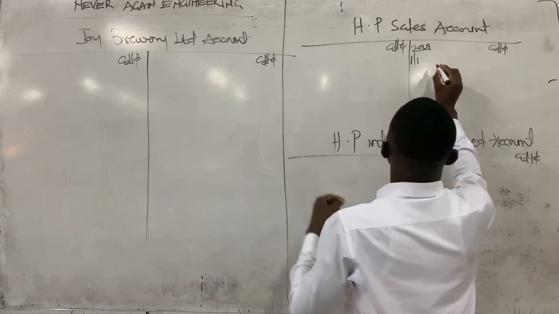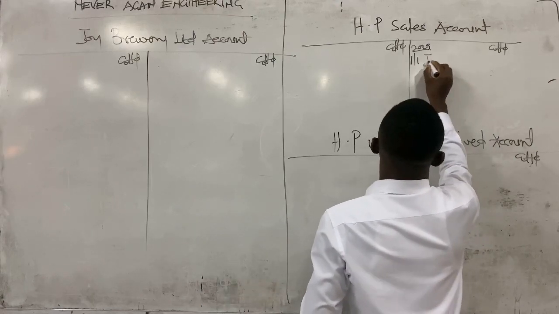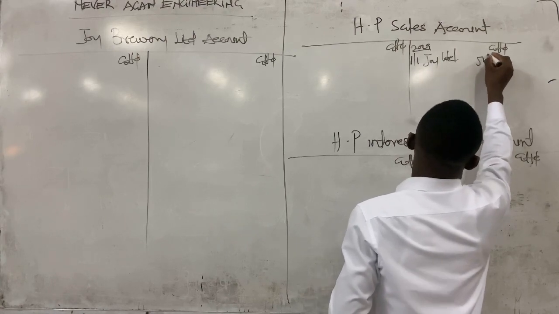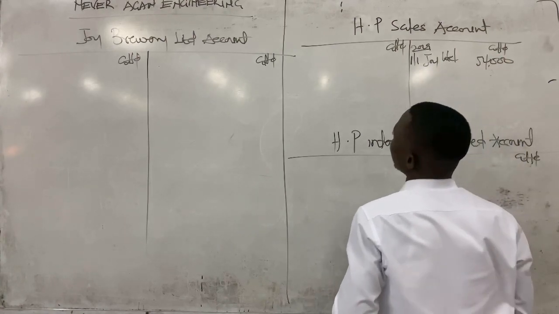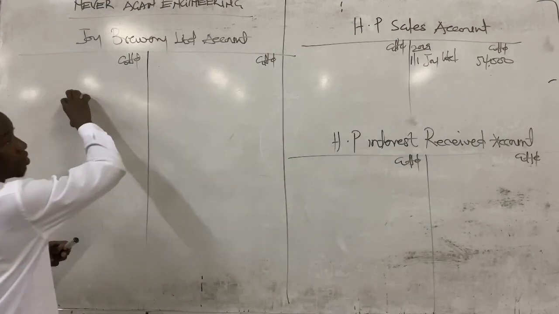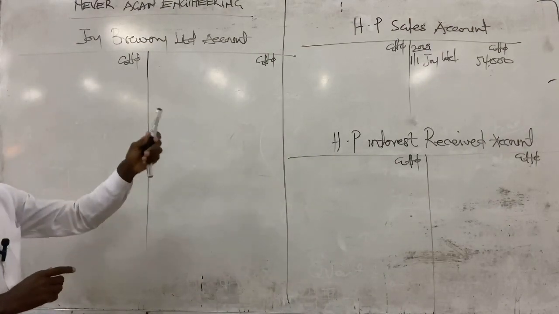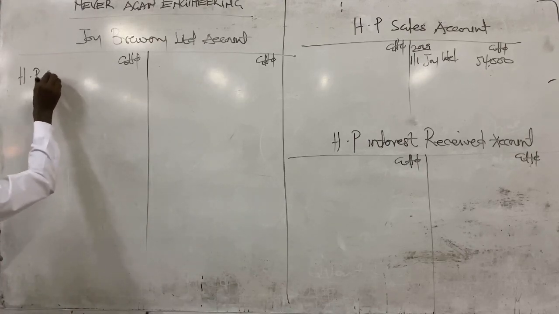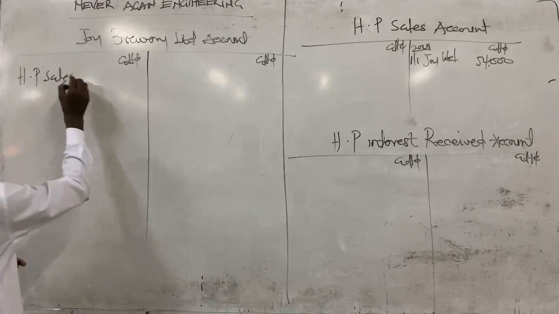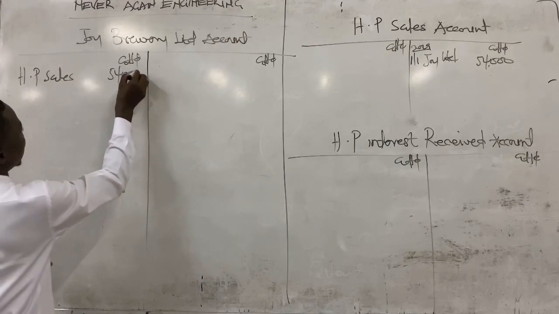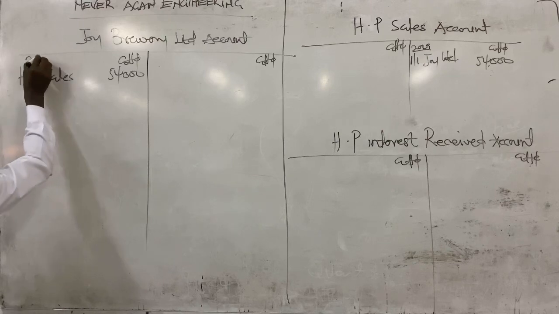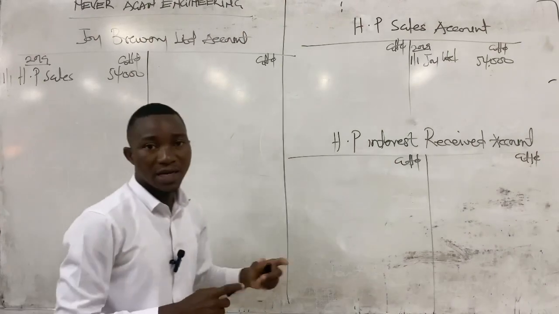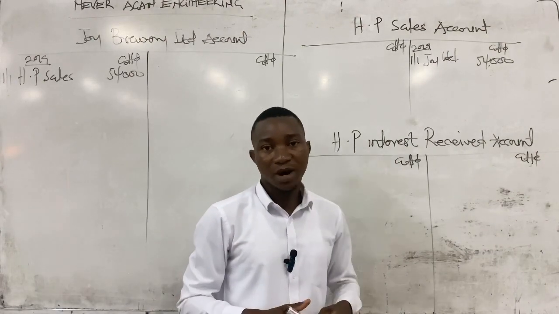And in the books of Joe Limited, the amount is 54,000. Then we debit Joe Limited account in the name of hire purchase sales, an amount of 54,000. But remember, the same 2019, that is 1st January. So we are done with recording the cash cost price of the asset.